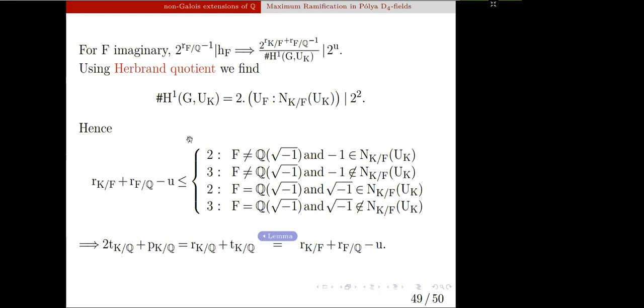But a similar proof can be obtained for the case that F is real.